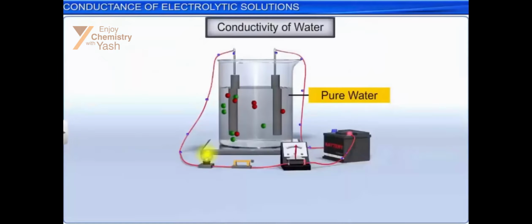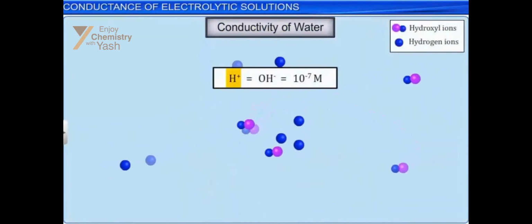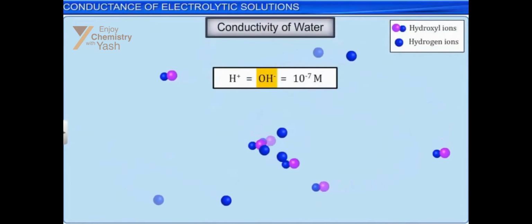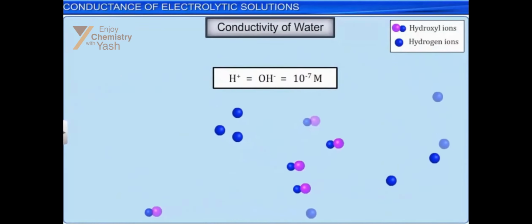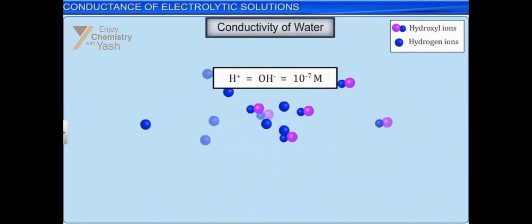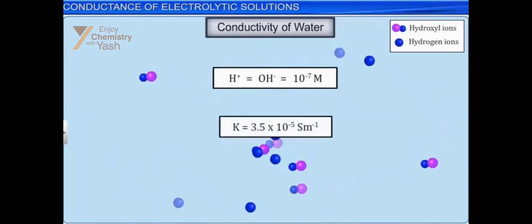Now, let's move on to the conductance in electrolytic solutions. You know that pure water exhibits conductivity, although it is very low. The concentration of hydrogen ions and hydroxyl ions in pure water is 10 to the power of -7 molar. Due to the presence of these ions in very low concentrations, pure water has a very low conductivity.